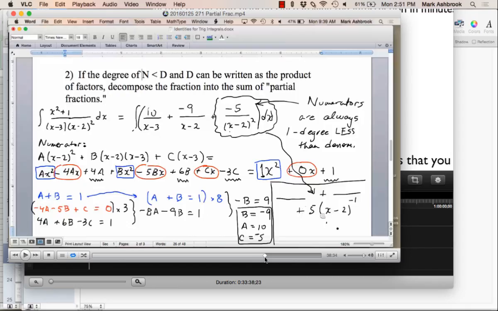And once you put a, b, and c into that original integral, then you've got 3 easy antiderivatives. You can do them. What's that? You look at their numerators are always 1 degree less than the denominators. That negative 5. Oh, yeah, we didn't talk about that yet. So we'll talk about that.